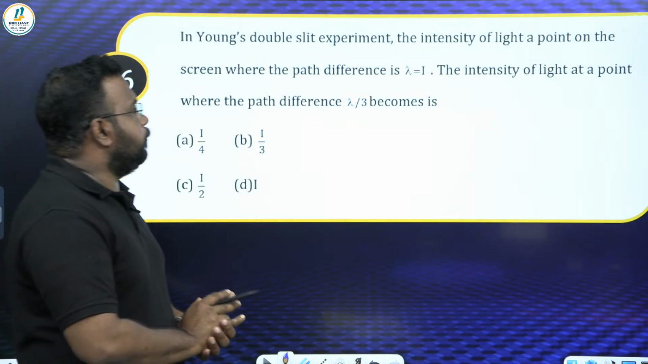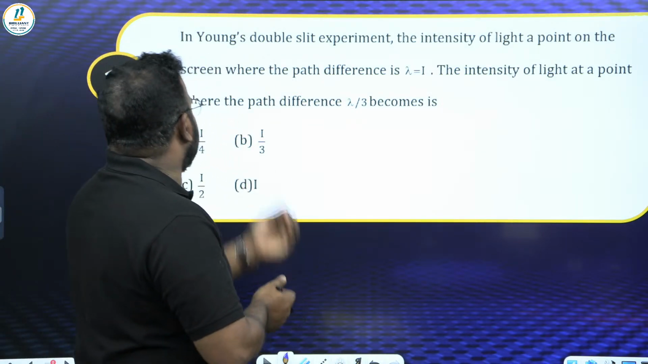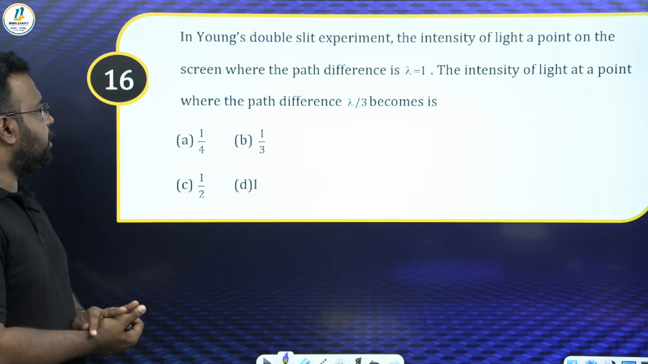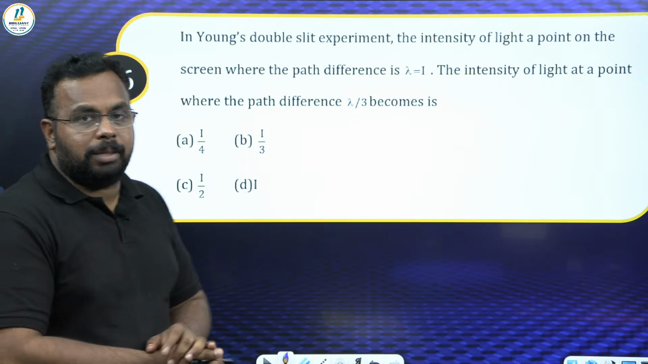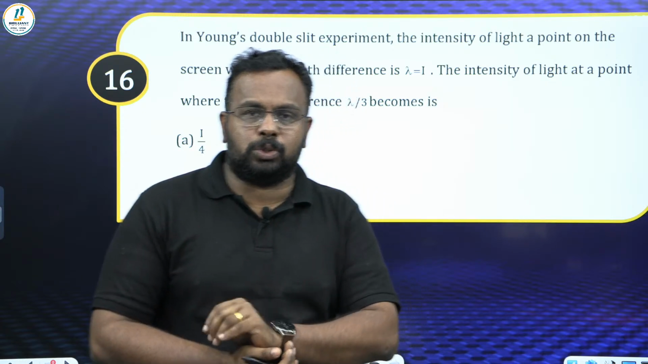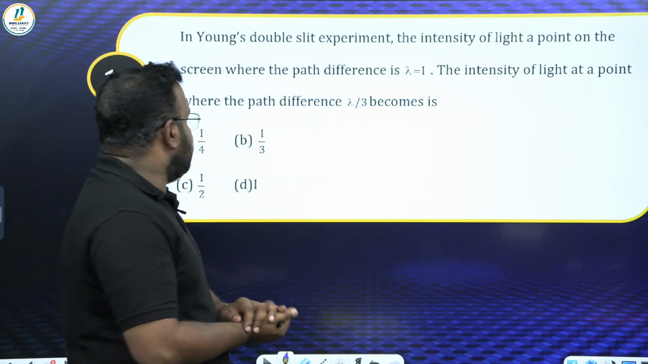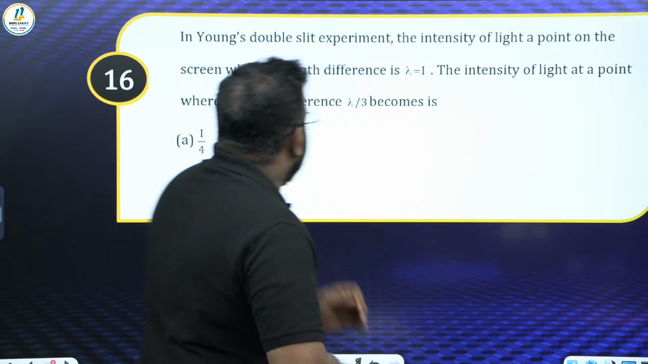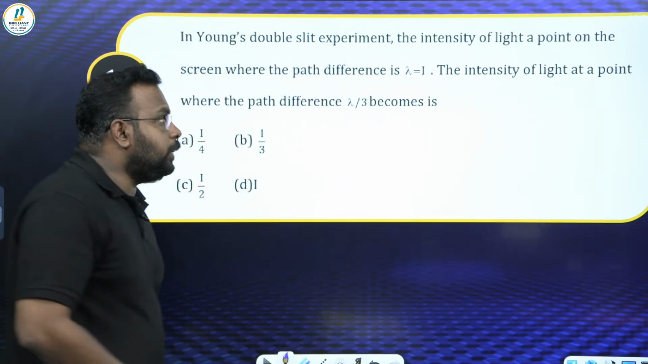In YDSE, the intensity of light at a point on the screen where the path difference is lambda is I. The intensity of light at a point where the path difference is lambda by 3 becomes. A repeating question. We have discussed the same type of question in our regular classes. Those who can recall that, it's good. Don't make any wild guess. We can do it easily.